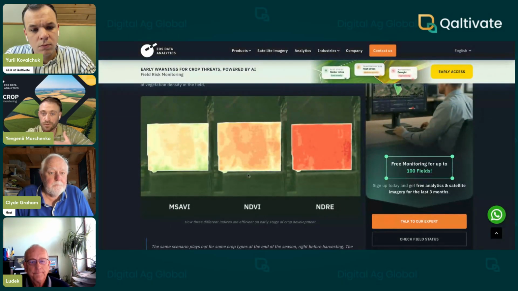And here are some illustrations of how they look. We have MSAVI, the soil adjusted index, and in comparison to NDVI, it shows us information on a more detailed level when we're looking at the early stages. In NDVI, we can see the difference: there are more red zones, which means there is a lot of open soil.